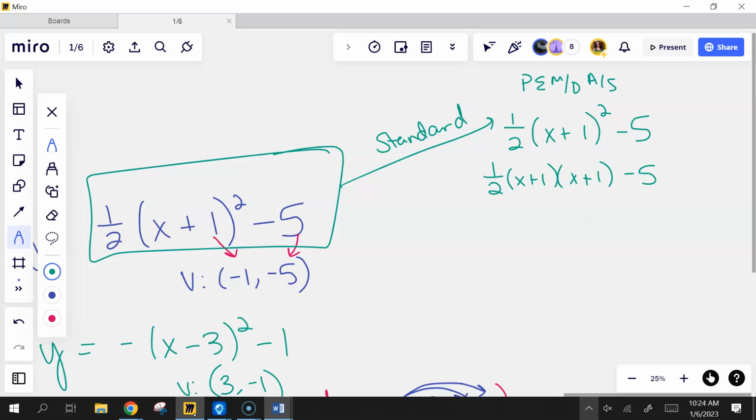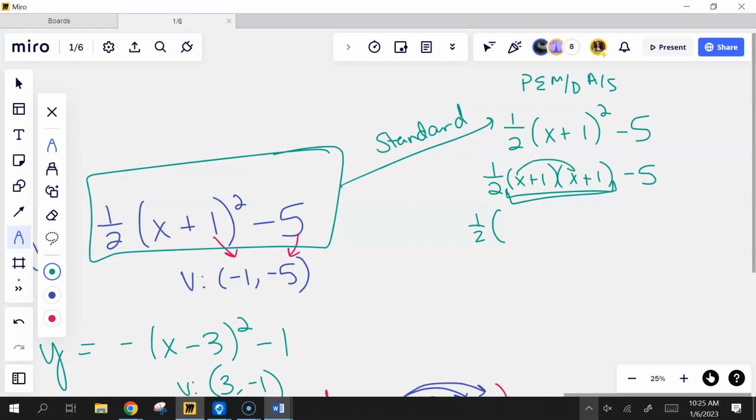Now if you wanted to distribute the 1/2 through, you could, but you can only take it to one of them. You can't take it to everything. When you multiply, you only multiply two things at a time. You never multiply more than two. So what I'm probably going to do is focus on this first because that fraction looks a little out there, right? So I'm going to do 1/2 times, and I'm going to FOIL this out.